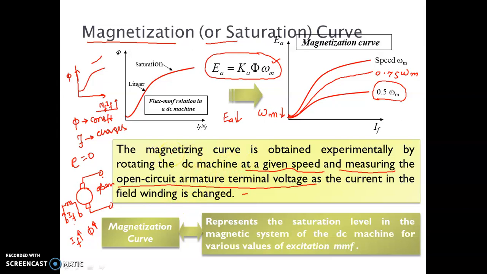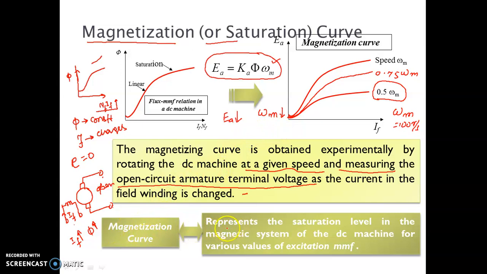So this is called the magnetization curve for different speeds, 0.5 omega m. Suppose omega m is 100 radian per second. So 0.5 omega m means 50 radian per second, 0.75 omega m means 75 radian per second, and 100 radian per second. These three values you have chosen. So the induced EMF in all these three cases will be different. This type of curve is obtained by doing a practical experiment on the machine.